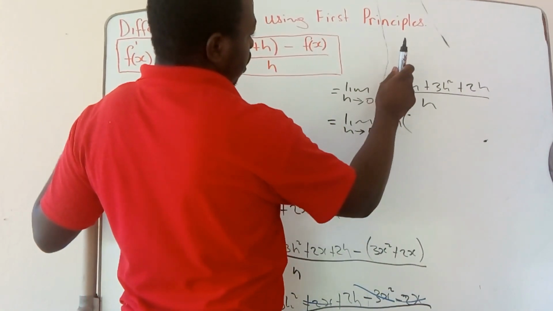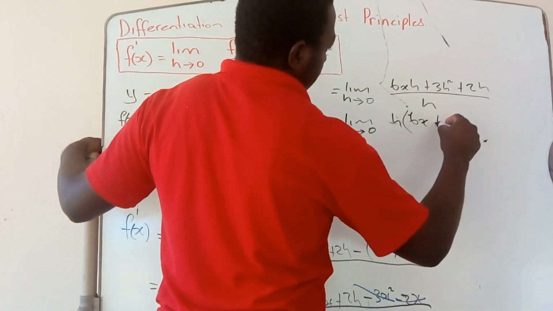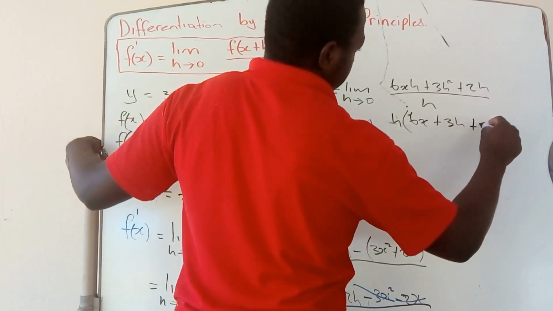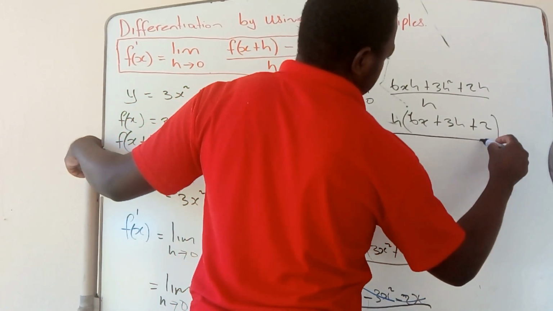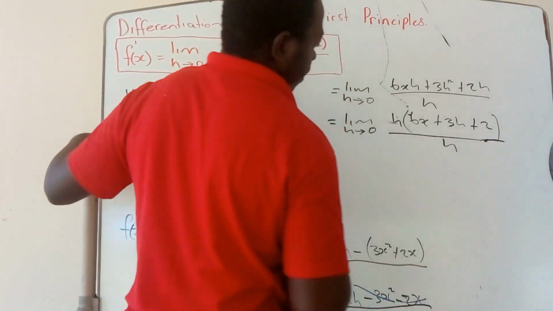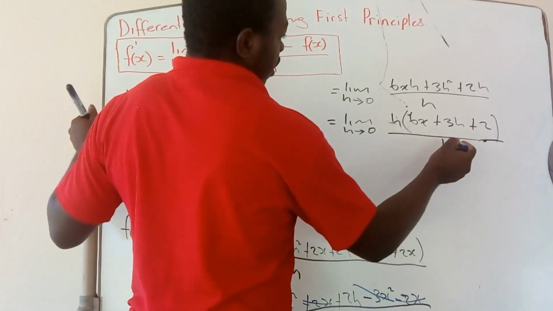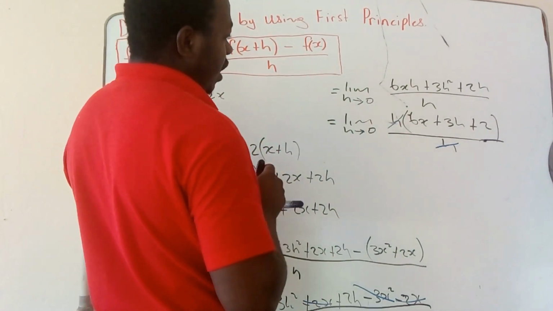If you divide h into each term, 6x would leave out of that one, plus 3h would leave out of this one, plus 2, all of that over h, right? So now we can cancel out the h in the denominator because we have this h, can take out this h. So what are we left back with?